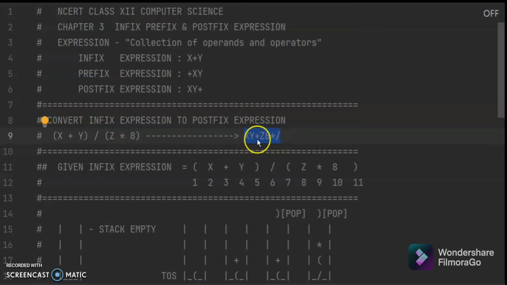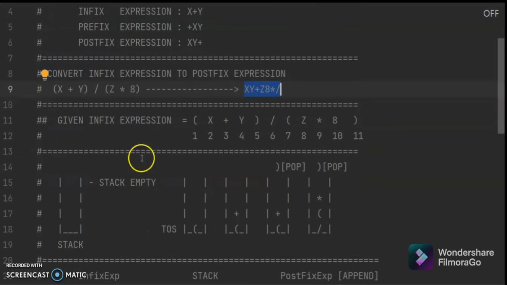Postfix means the operator is after the operands. So how can we convert? With the help of the stack only we can convert infix expression to postfix expression. So the given infix expression, I have separated each and every element of that expression, and we can see here there are 11 elements for this particular expression. Parenthesis 1, 2, 3, 4, 5, 6, like that I have separated and listed out here.